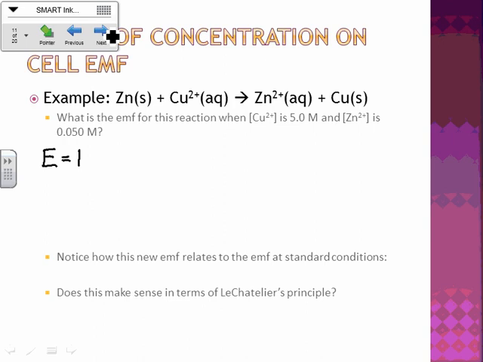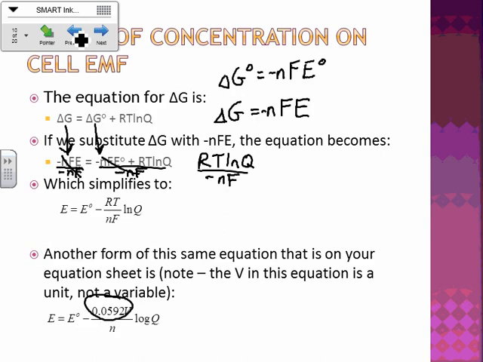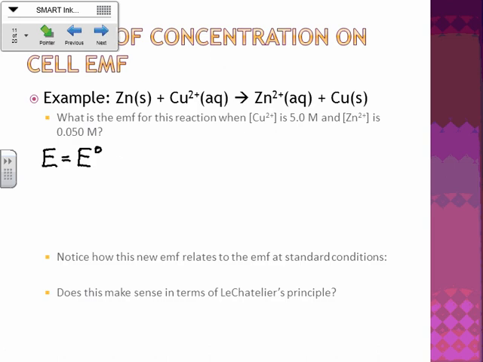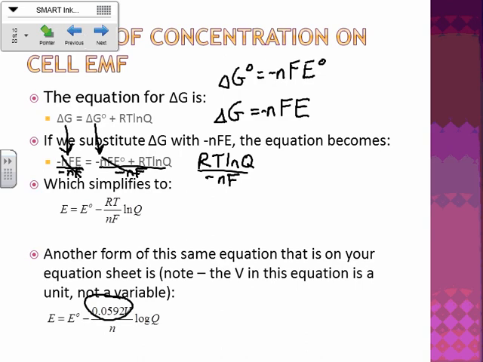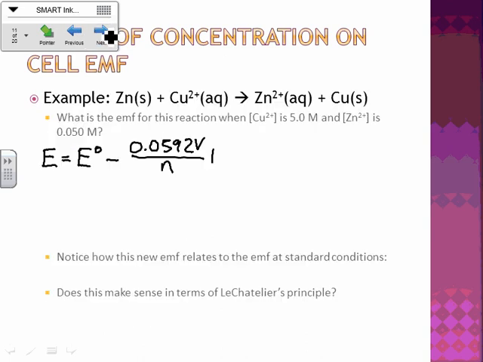E equals E0 minus 0.0592 volts divided by N times the log of Q. Okay. Thoughts on maybe the first thing that we need to figure out here? Okay, E0. There's actually several things we have to find in this particular equation, which is a bit of a hassle. This one shouldn't be too bad, though.